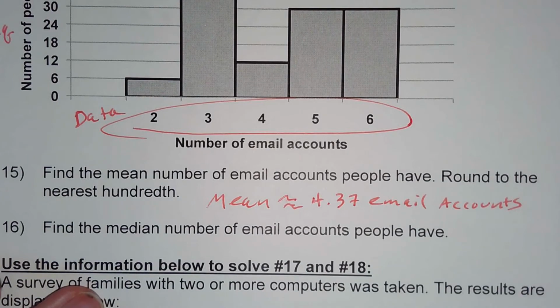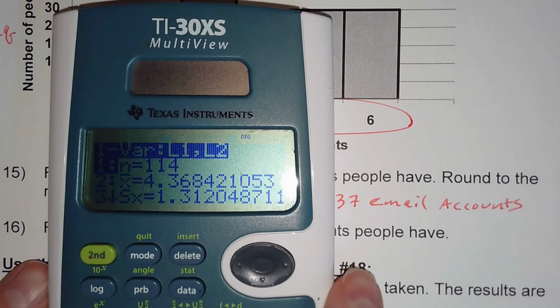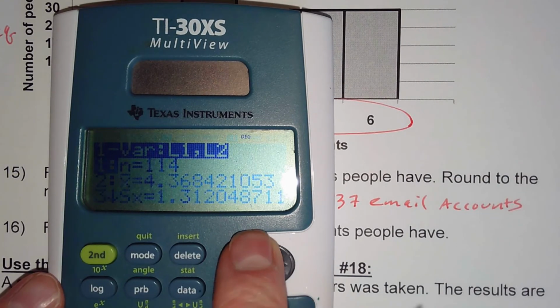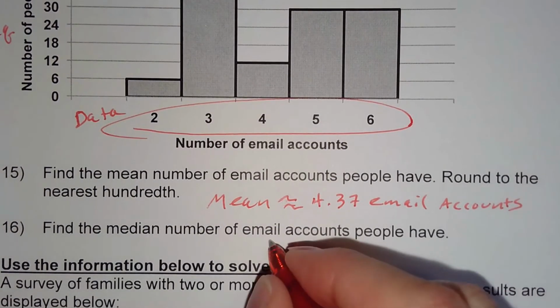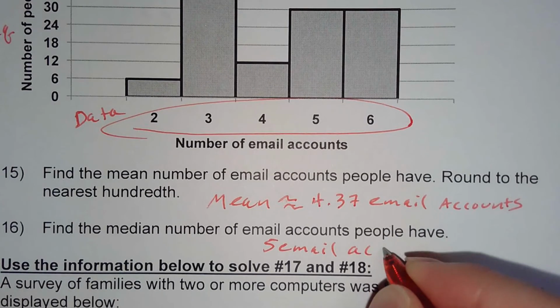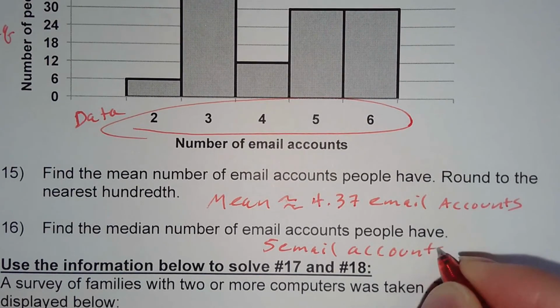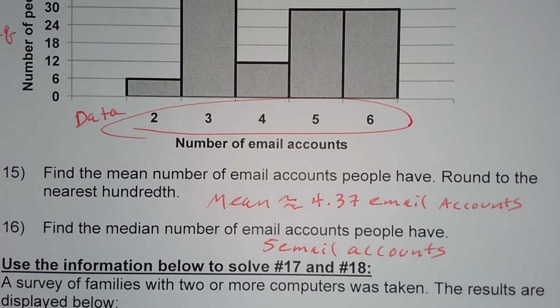And then number 16 says find the median. All right, well, we already have our data here. In my up arrow, my median's 5. So we're just using this graph for both 15 and 16.